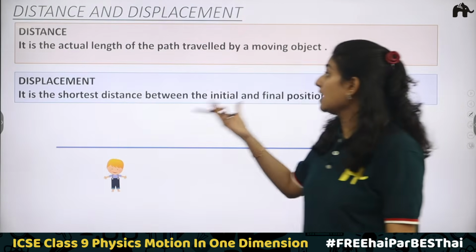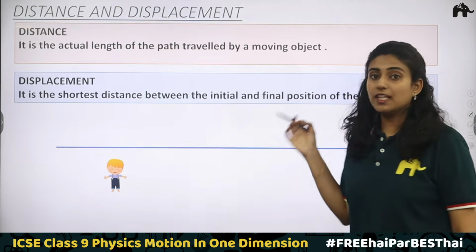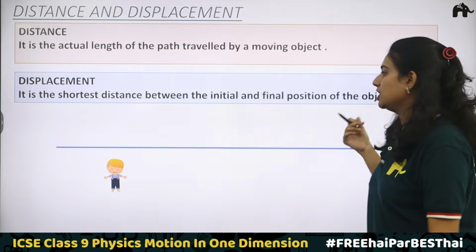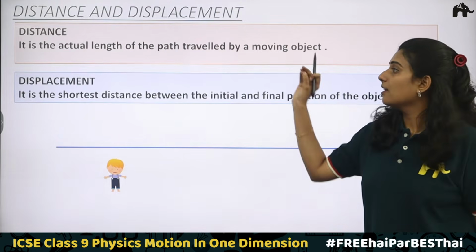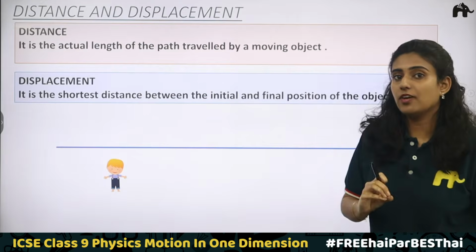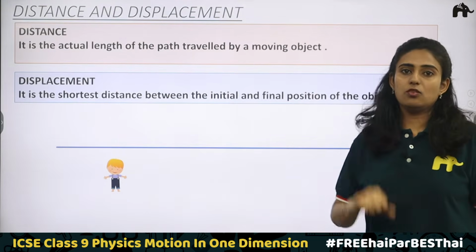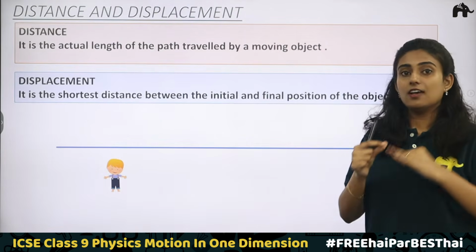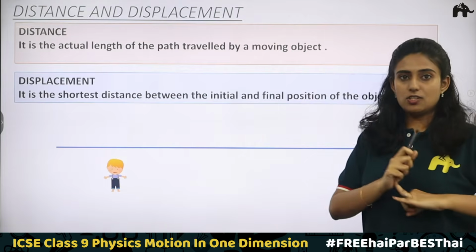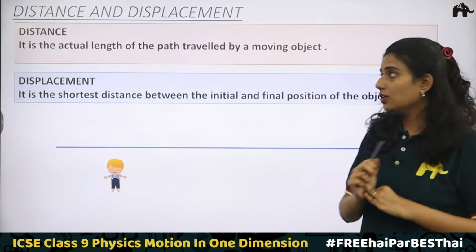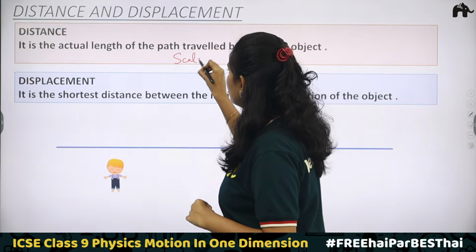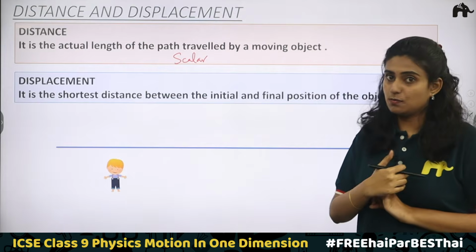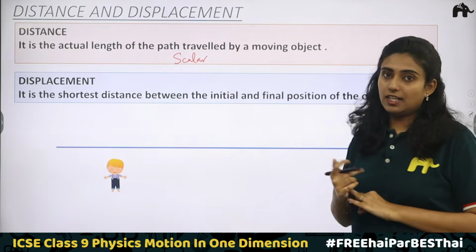Got it? So distance is the actual length of the path travelled by a moving object, and displacement is the shortest distance or the straight line distance between the initial and final position of the object. Now tell me, you have studied what scalar quantities and vector quantities are. Which of them is a vector quantity? We know that a vector quantity depends on magnitude and direction, whereas a scalar is only magnitude. Distance doesn't depend on direction, so it is a scalar quantity. What about displacement? It depends on the direction in which he is moving, so it is a vector quantity.